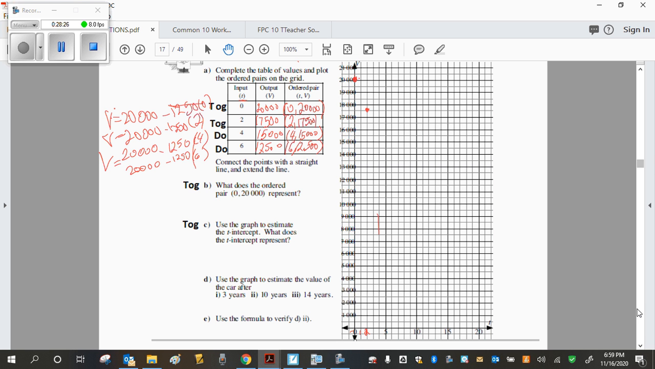No, I like the question in B. What does the ordered pair 0, 20,000 represent in real life? So don't put ordered pair, don't put 0 to the right, 20,000 up. That's not what the question is. So I'll let you think on that before I get to it.